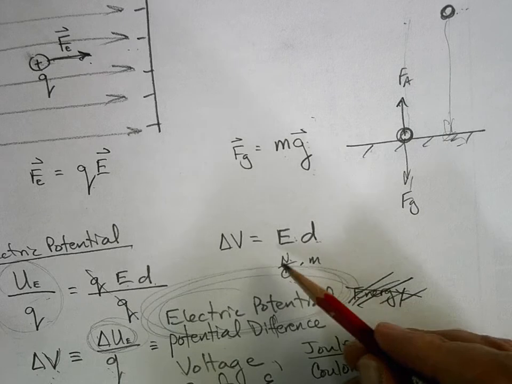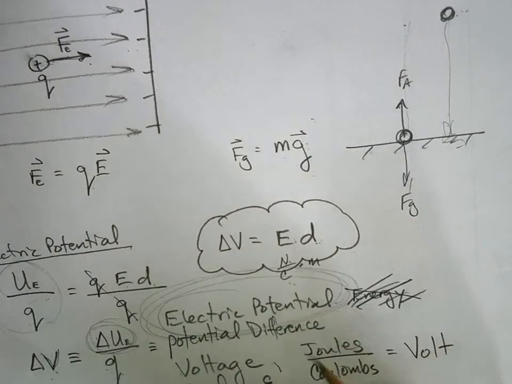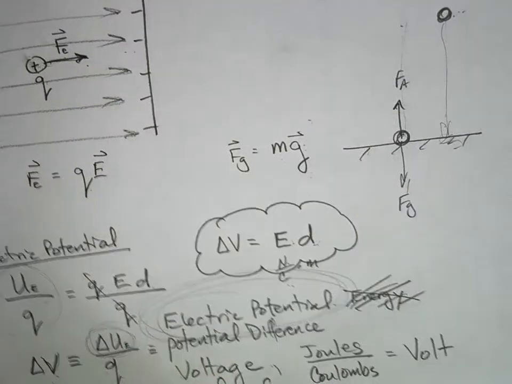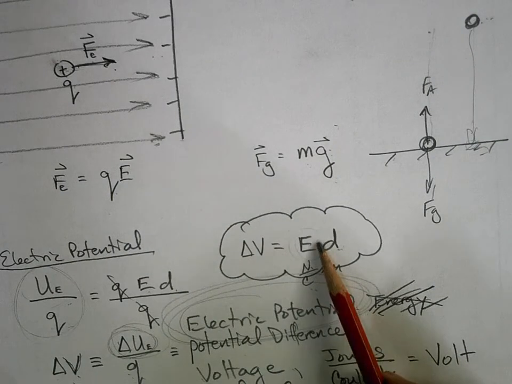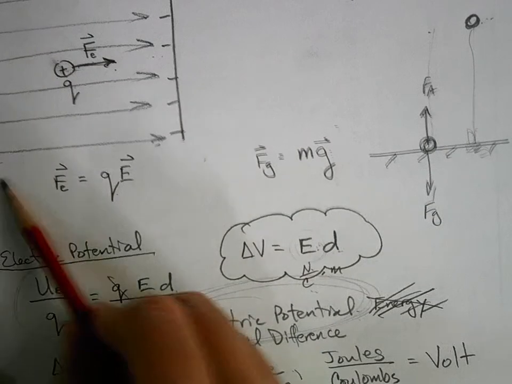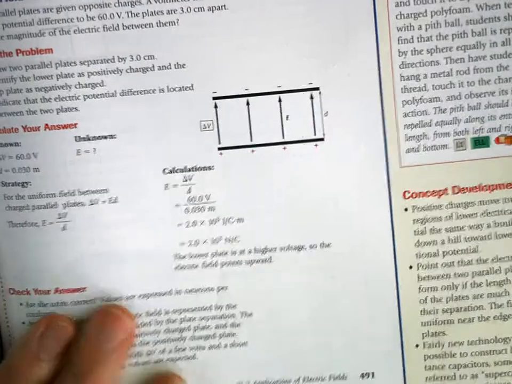So this is the equation that relates the potential difference between the plates, the electric field between the plates, and how far apart the plates are from each other. And that's what you're using here. They solve it for the electric field.